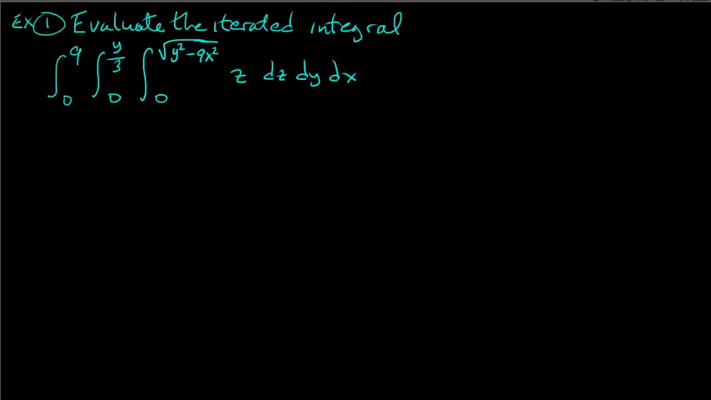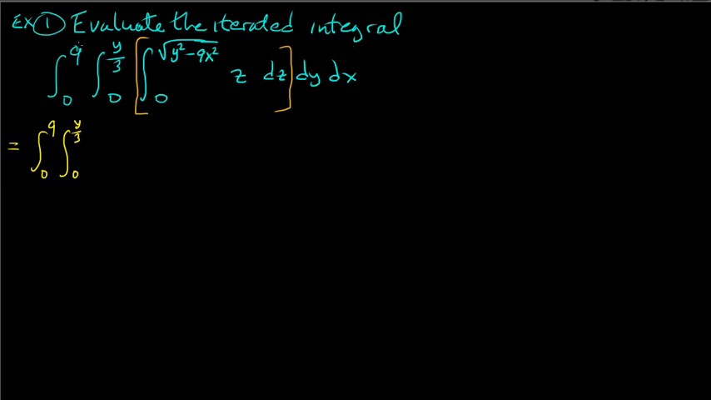Here's our first example, and we're just going to evaluate the iterated integral. I got this out of the book; it's one of the homework problems, and I'm hoping a fairly routine one. The way you evaluate iterated integrals is much the same way that you evaluated double iterated integrals. You always start with the inside integral, and we'll take care of the other two integrals later. So we'll leave the 0 to 9 for x, and then 0 to y over 3 for y.